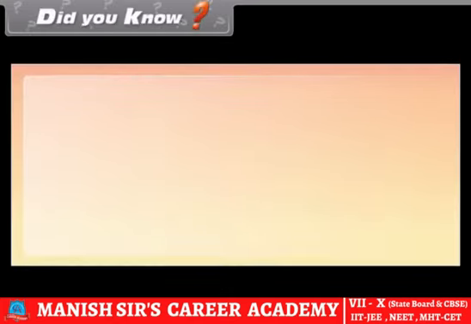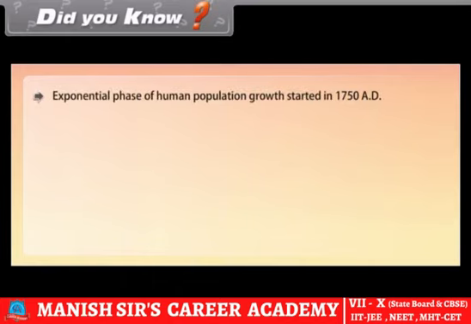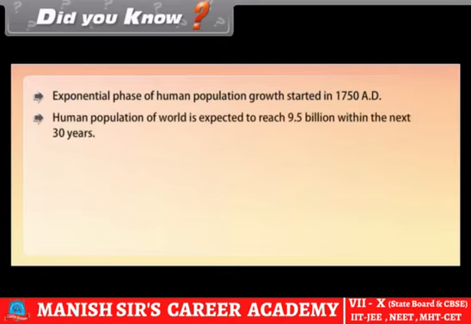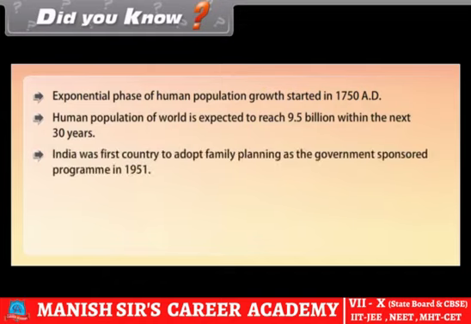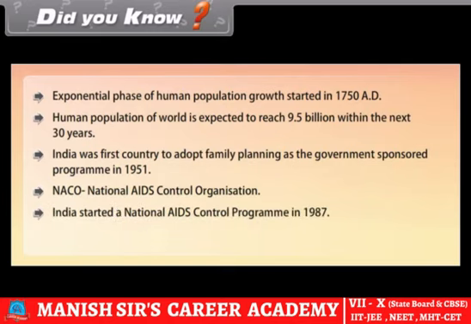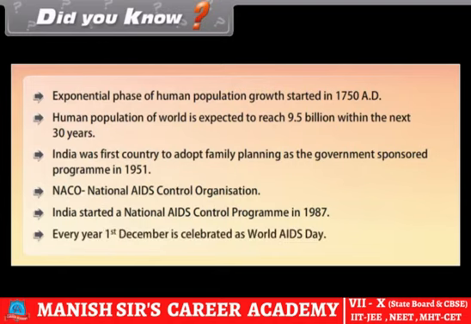Did you know? The exponential phase of human population growth started in 1750 AD. The human population of the world is expected to reach 9.5 billion within the next 30 years. India was the first country to adopt family planning as a government-sponsored program in 1951. NACO, National AIDS Control Organization. India started a National AIDS Control Program in 1987. Every year, 1st December is celebrated as World AIDS Day.